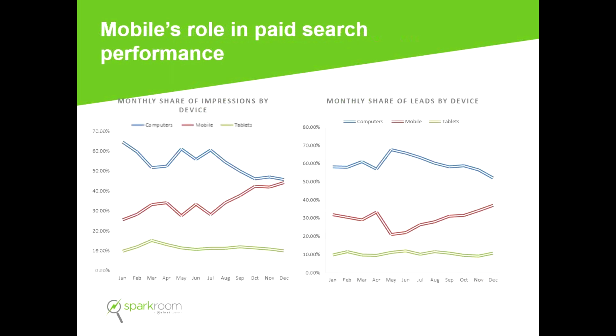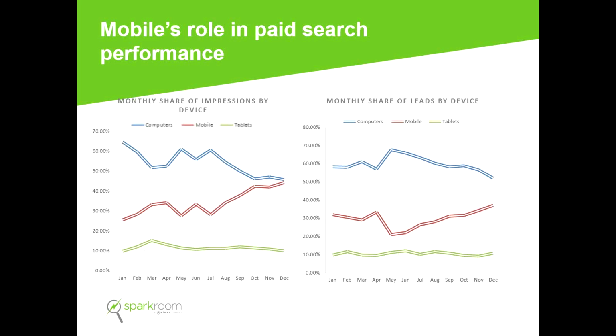Now let's take a look at how consumers search for more information and on which devices in 2014. On the left is a look at the monthly share of Google search impressions by device in 2014. Non-mobile devices start off the year with nearly 70% share of all impressions, but by Q4, that percentage has dropped pretty drastically. The year closed out with mobile nearly equal with non-mobile in share of impressions.